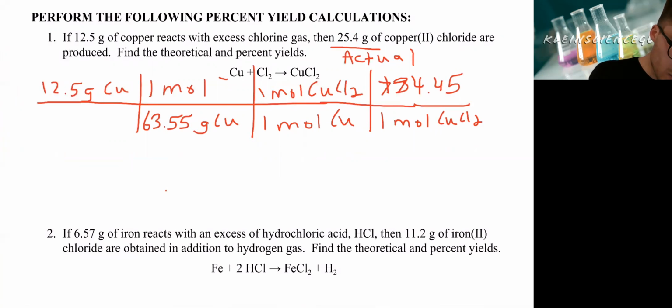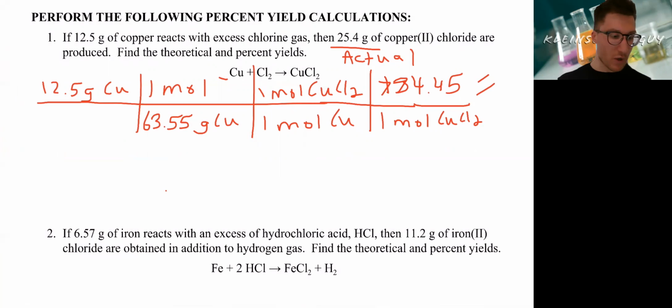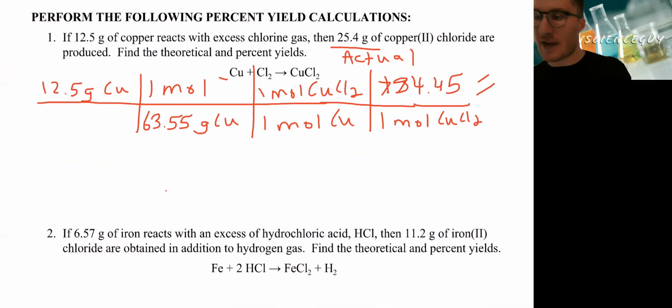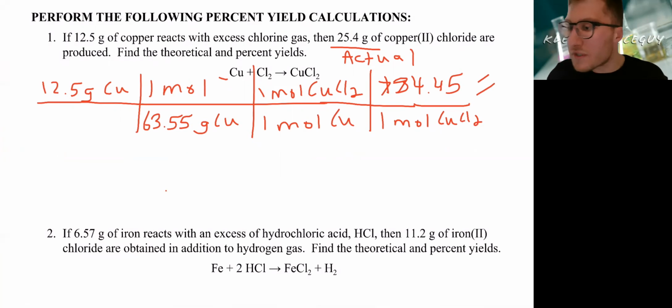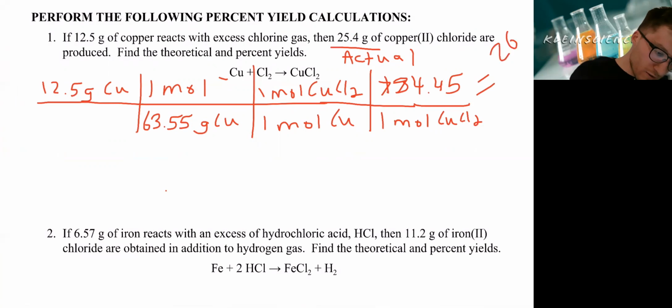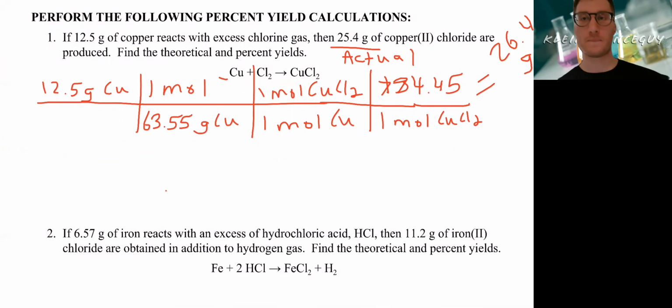And we want to see what our theoretical yield is going to come out to be with those numbers. So I'm going to take 12.5 and multiply that by 134.45, divide that by 63.55, and we figure out that our theoretical yield is 26.4 grams. Kind of running out of room there. But our theoretical yield was 26.4.